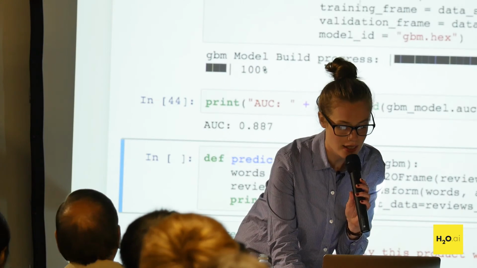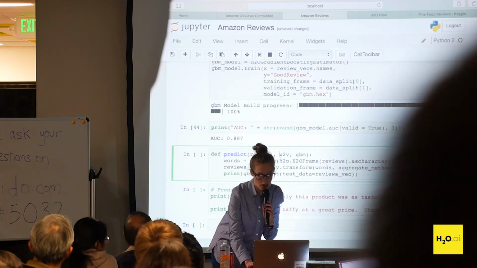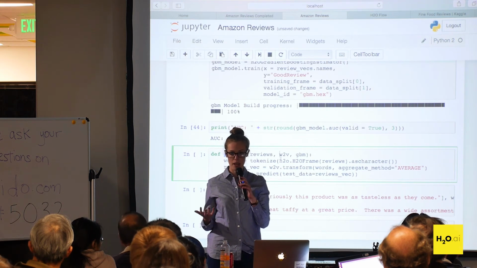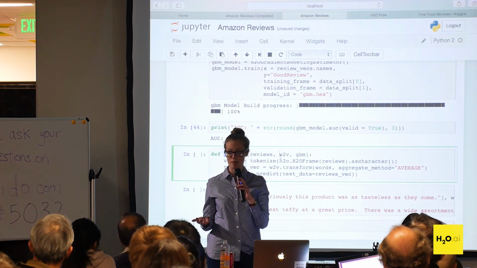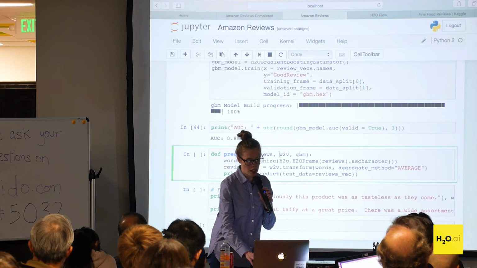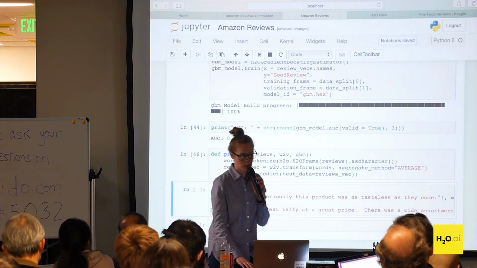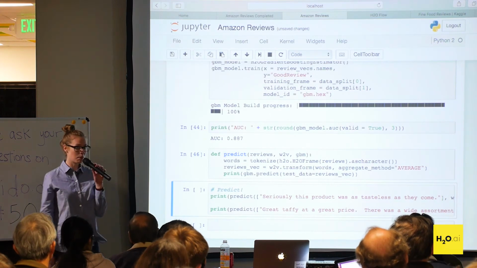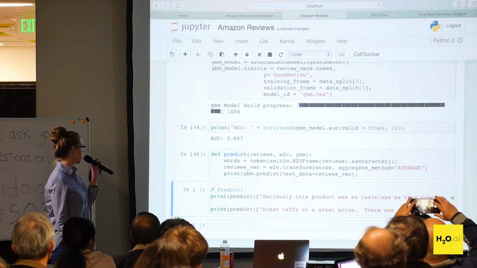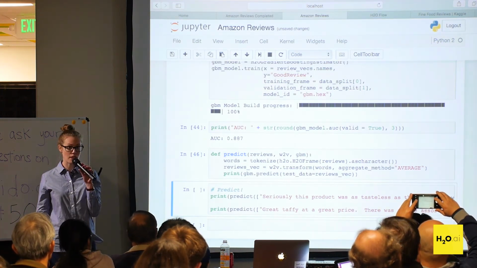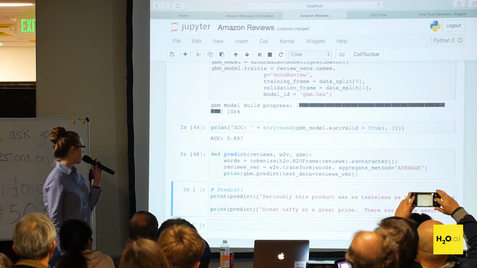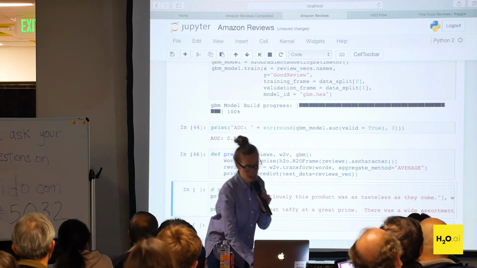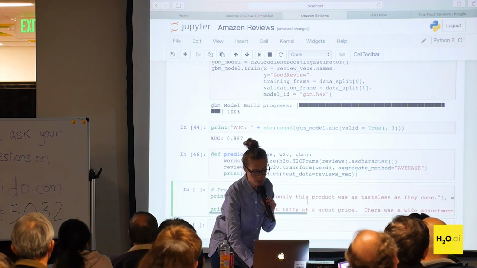But before I do that, I want to talk about kind of pipelining this. So we have a model that predicts whether someone left a good or a bad review. But now I'm going to write a function called predict. What that's going to do is it's going to tokenize the words in my frame, whatever frame I give it. And it's going to transform it using my word-to-vec model, so I get the word embeddings. And then it's going to predict using my GBM model. So let's try and see what comes up when I try to predict.